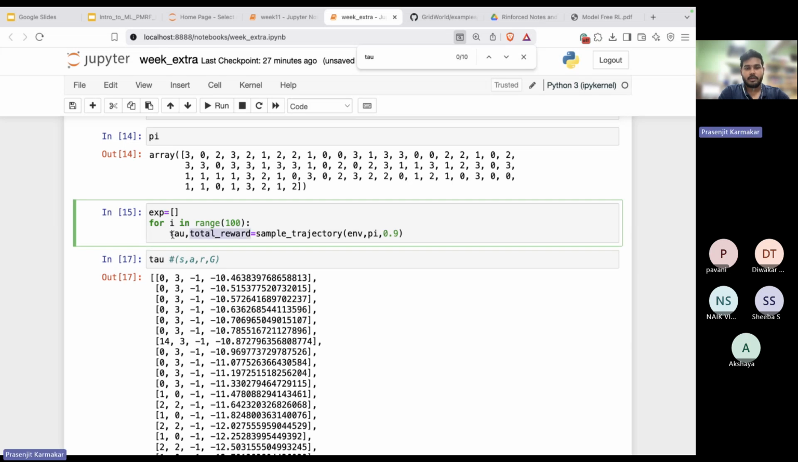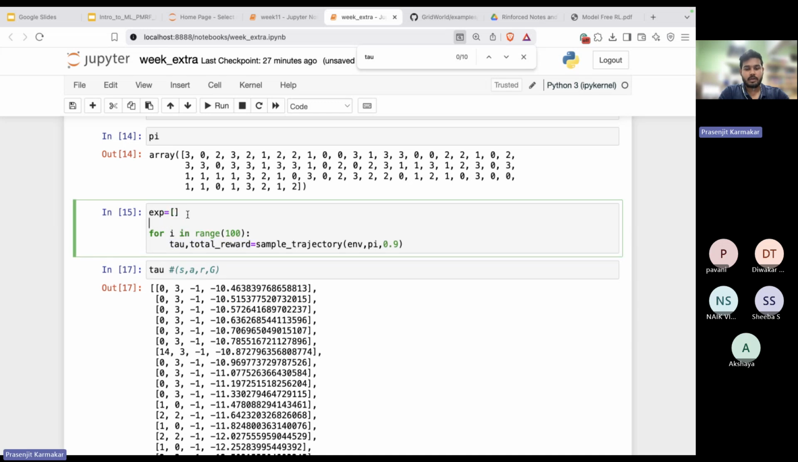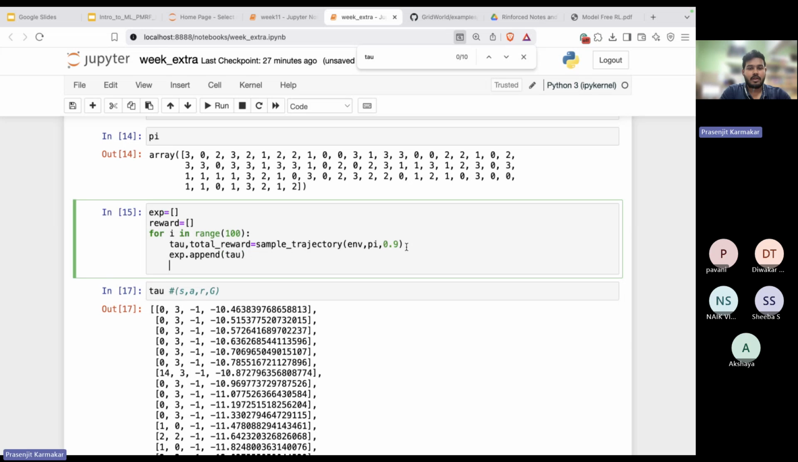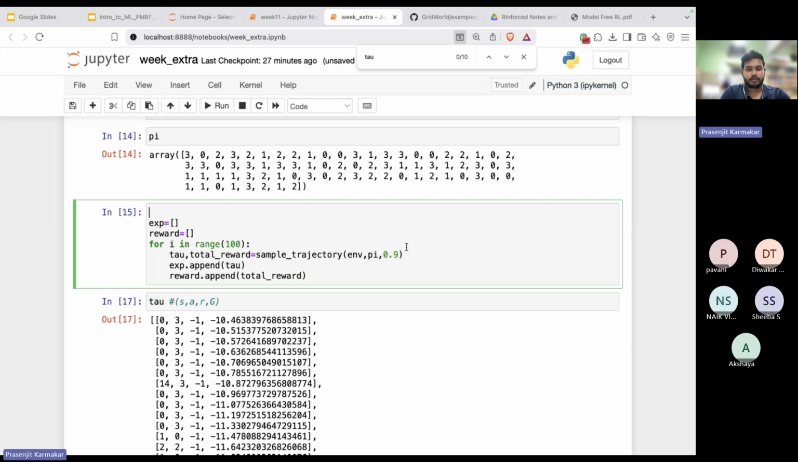Let's just keep the total reward too. And let's also keep the reward list. Tau we already have, experience, you can append it. So with that particular policy pi, I can collect 100 trajectories and append them to the experience tau, and in the reward list I can append the total reward for a particular trajectory. Now I have the entire experience. So this is how you collect experience for Monte Carlo.